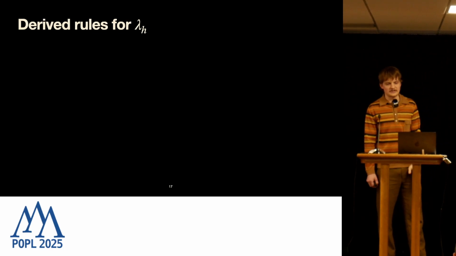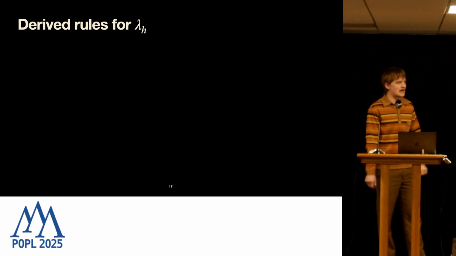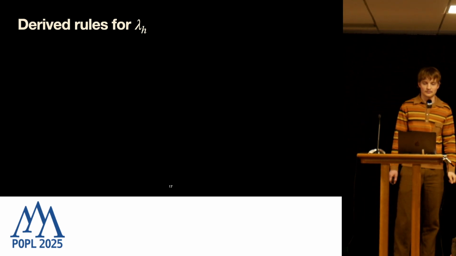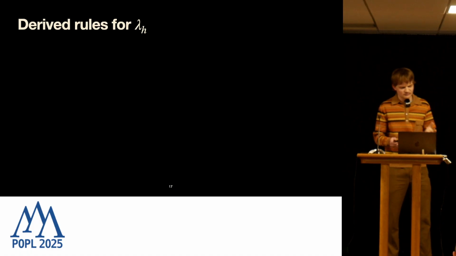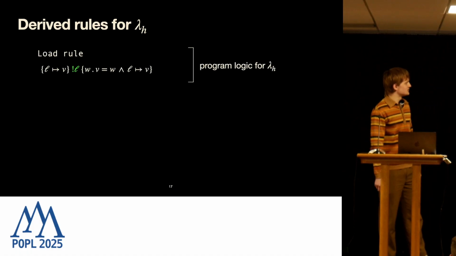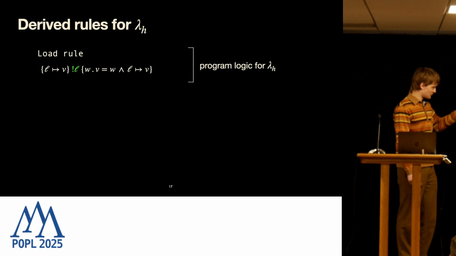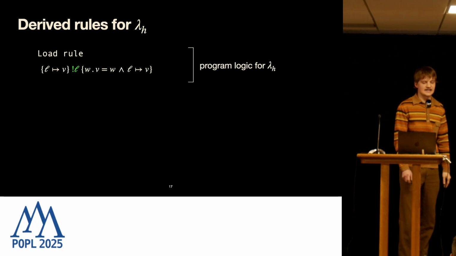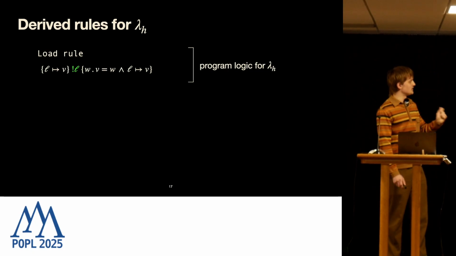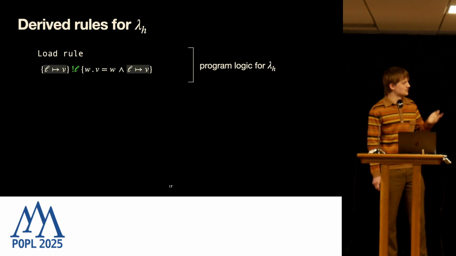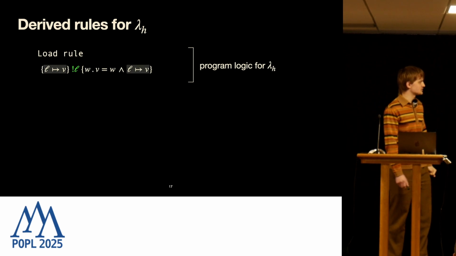Then we need to derive our proof rules for this program logic lambda h. And let's just focus on one proof rule. So I want to focus on the load rule. Maybe this is a familiar load rule if you know about separation logic. It says that in order to do a load, you need permission to do so, and the permission comes in the form of this points-to resource.